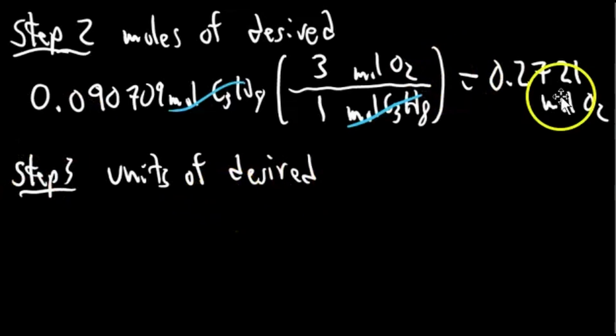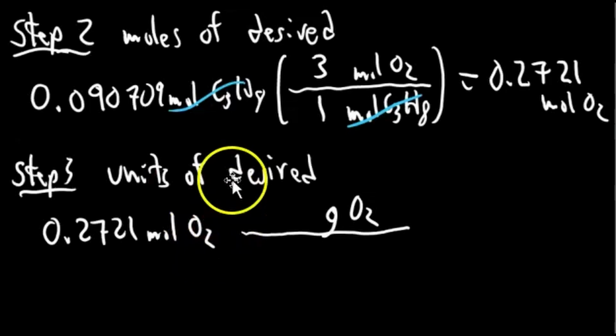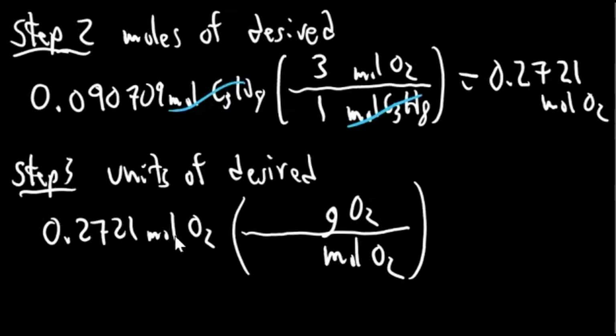Okay, so units of desired. So we'll take the number that we previously obtained, 0.2721 moles of O2. Now our units are in grams. So we want grams of O2. And to change this to grams, we need to cancel out moles. So moles of O2. And there's 1 mole for every 32 grams.